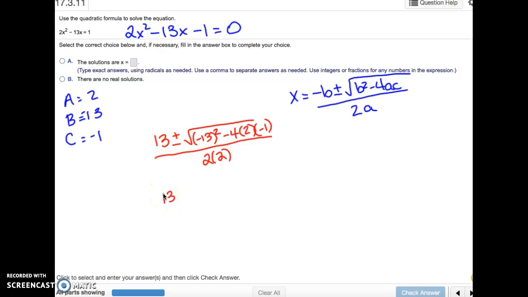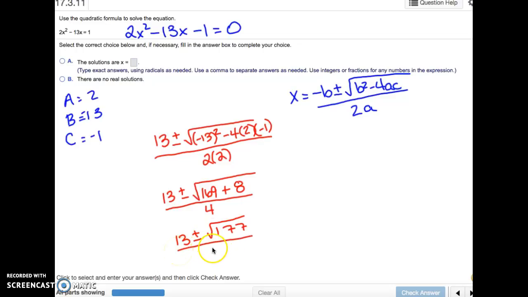So I get 13 plus or minus, and when I take negative 13 times negative 13, I get 169. And I have a negative times a negative is a positive. 4 times 2 times 1, which is 8. And then the bottom is just 4. So I get 13 plus or minus. When I simplify this, I get 177 over 4.